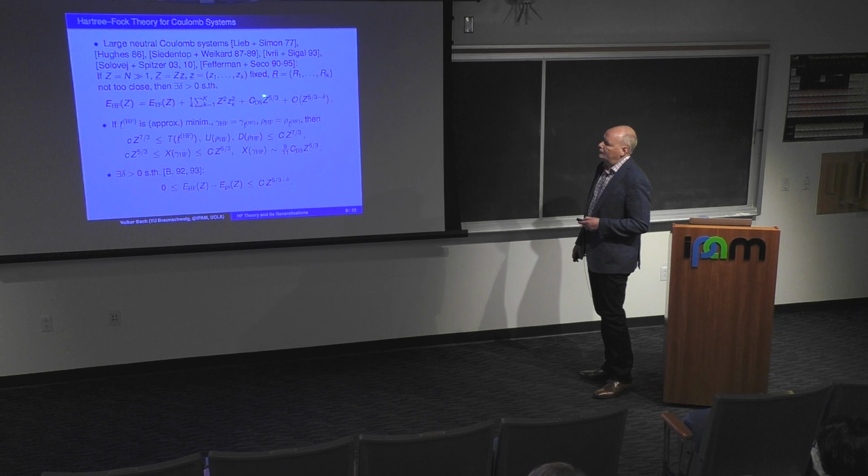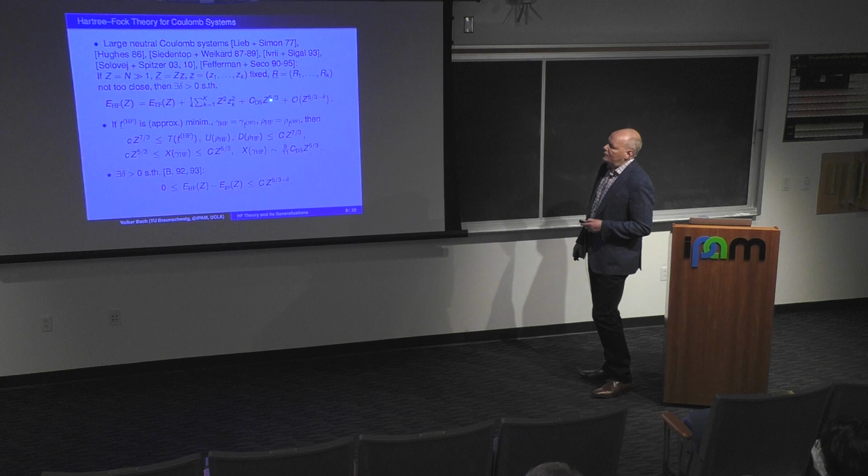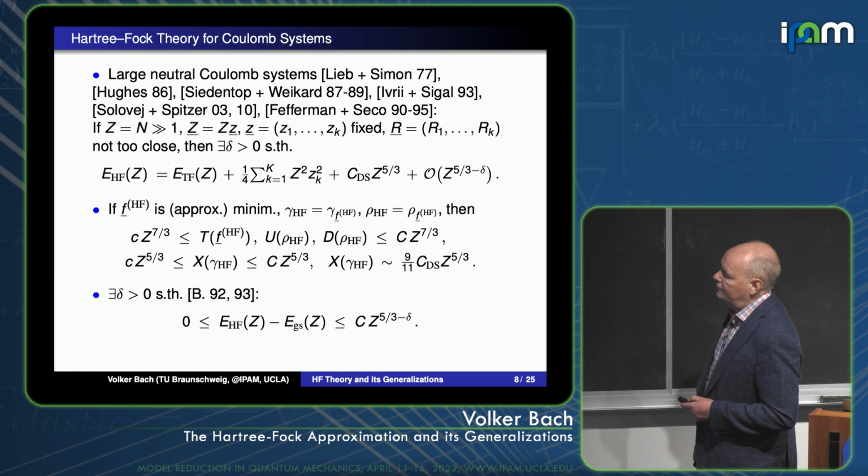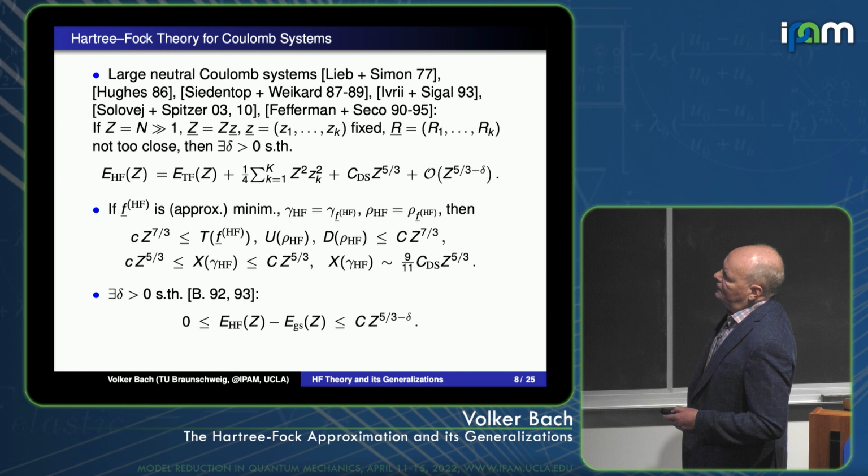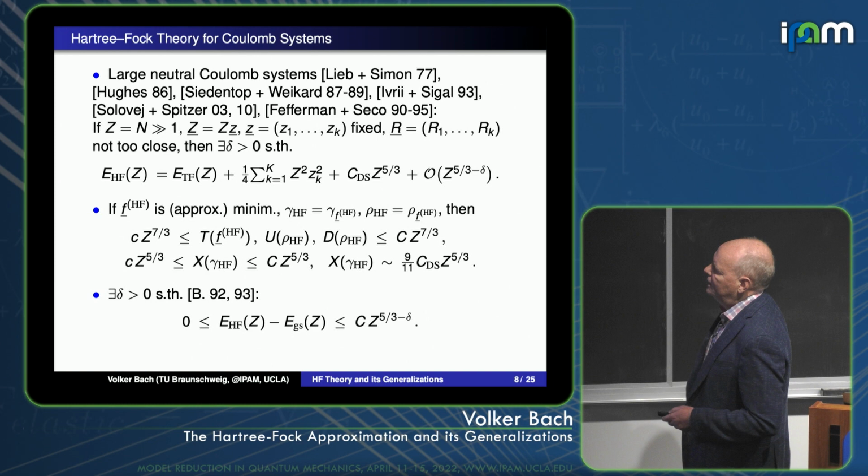So you see that it comes in decreasing powers of Z to the 1/3. And then there is an error term, which is unknown up until today. I mean, how large it is, what the next order really is, and so forth. I also listed here Solovej and Spitzer, who related this to relativistic theories, but let me not go into this.